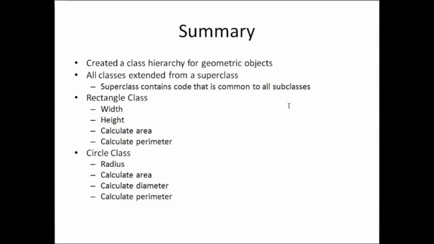And then a Circle class that had to have the radius. And then we also had methods for calculating the area, diameter, and perimeter. Now we had to write these in each of the classes. We couldn't put that into the superclass because the techniques for calculating the area of a circle are different from calculating the rectangle. But the common code could go into the superclass, and that's what this video is all about. So that's it for this video.